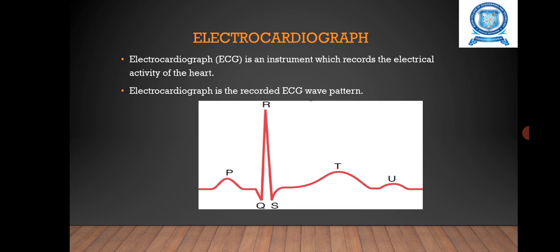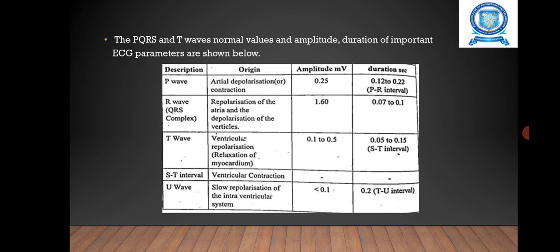ECG. It is an instrument which records the electrical activity of the heart. It is the recorded ECG wave pattern. Then only it provides valuable information about a wide range of cardiac disorders, from the presence of an inactive part of the heart muscle. Here, the rhythm can be changed and easily diagnosed by using the electrocardiograph. The P, Q, R, S and T waves, normal values, amplitude and duration of important ECG parameters are shown in this table.